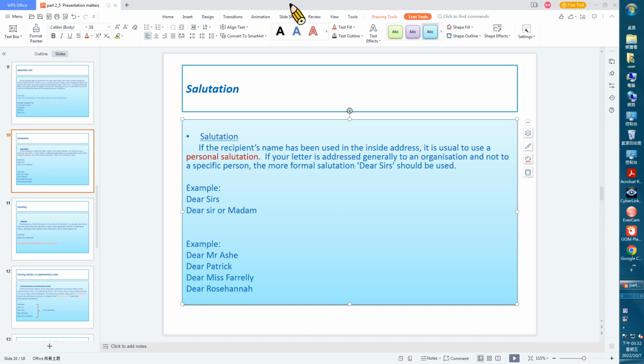Salutation. If the recipient's name has been used in the inside address, it is usual to use a personal salutation. If your letter is addressed generally to an organization and not to a specific person, the more formal salutation, "Dear Sirs," should be used.